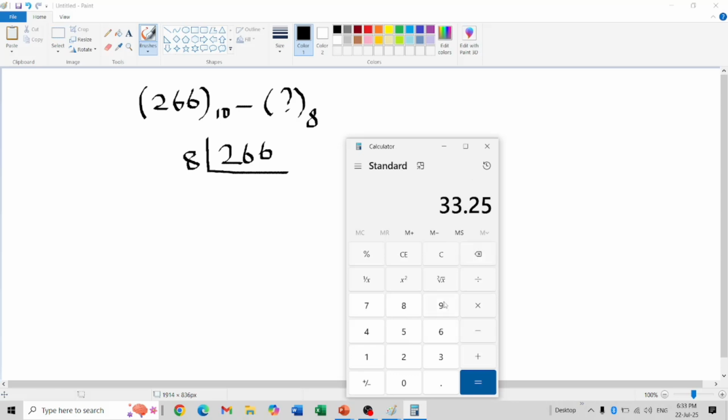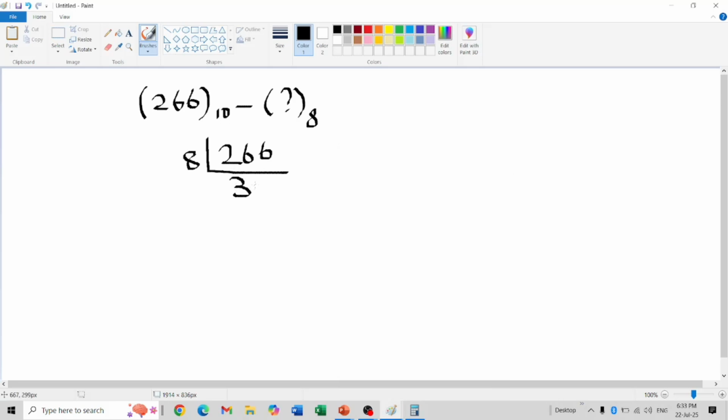33. So you can enter here 33 multiplied by 8. What is the answer you are getting? You are getting 264. So here, what is the number there? 266. So 266 minus 264, what is the answer? 2 is the answer. So your quotient is now 33 and the remainder is 2. Again, take the number 8.